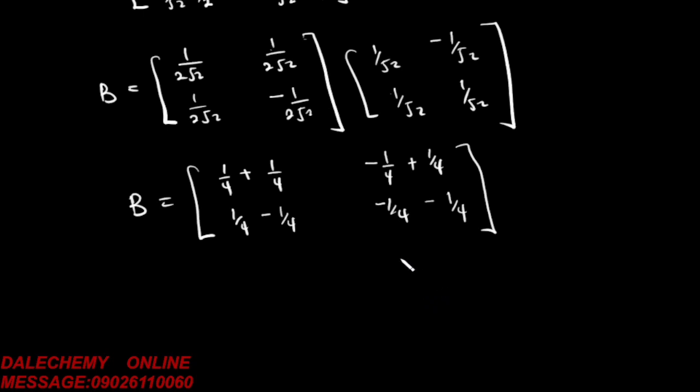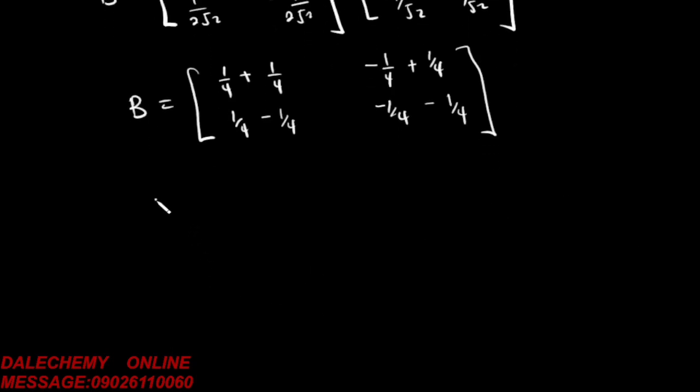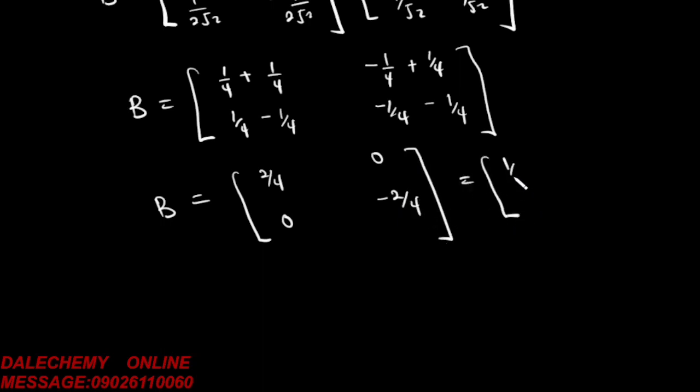There's a problem somewhere, but let's continue. Okay, no problem, actually there's no problem. So we are going to have B equal 1 over 4 plus 1 over 4, that's going to give us 2 over 4. This is going to give us 0, this is going to give us 0, and this is going to give us minus 2 over 4. If you simplify it further, you have 1 over 2, 0, 0, minus 1 over 2.